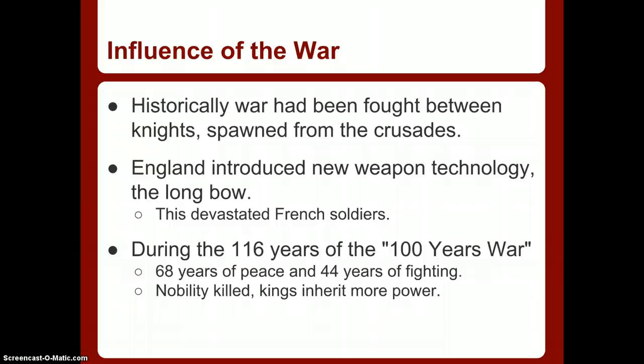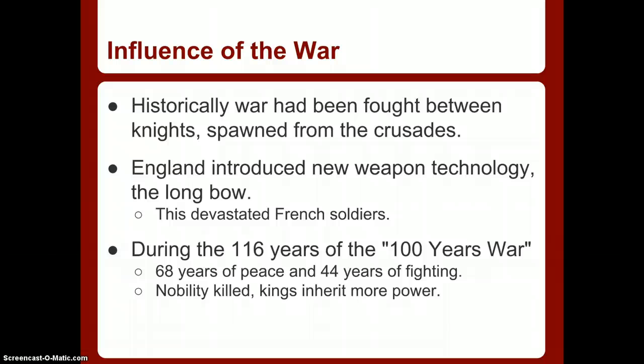And one of the things that the English do is they introduce this new weapon called the longbow. And so they're able to attack French soldiers at a further distance. And this was devastating for the French. And this is one of the reasons why the English had so much success early on.